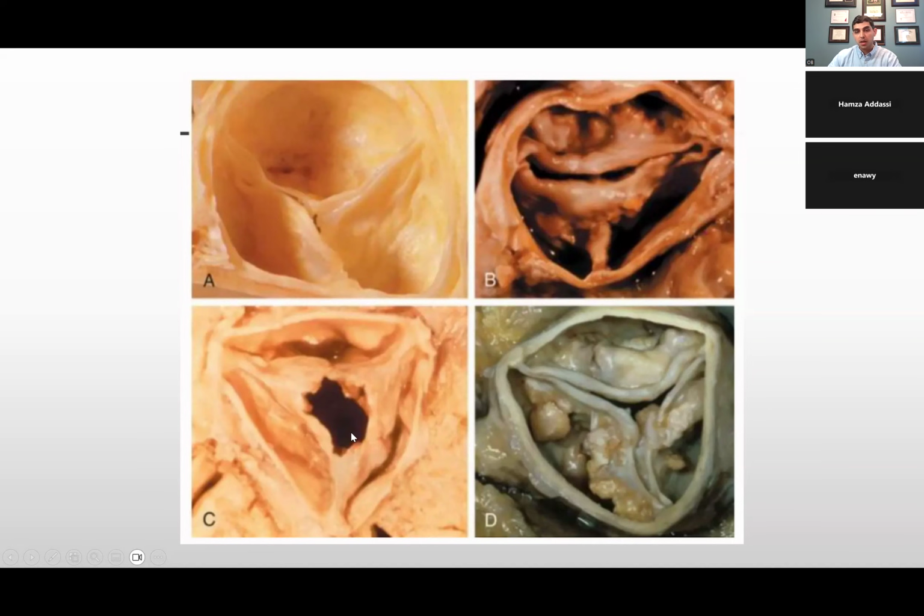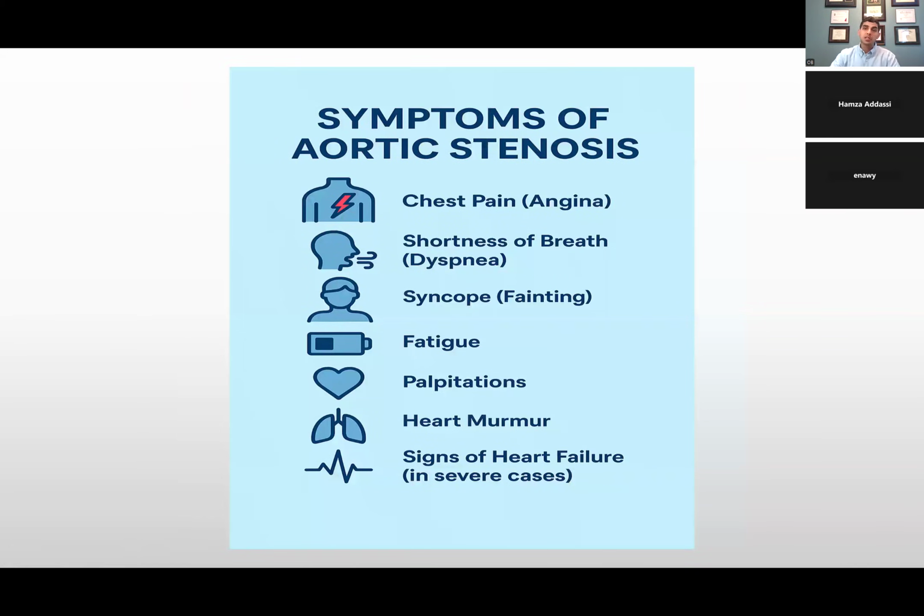And here you can see the fusion of the commissures. This is a rheumatic valve. So this is the pathology of aortic valve.